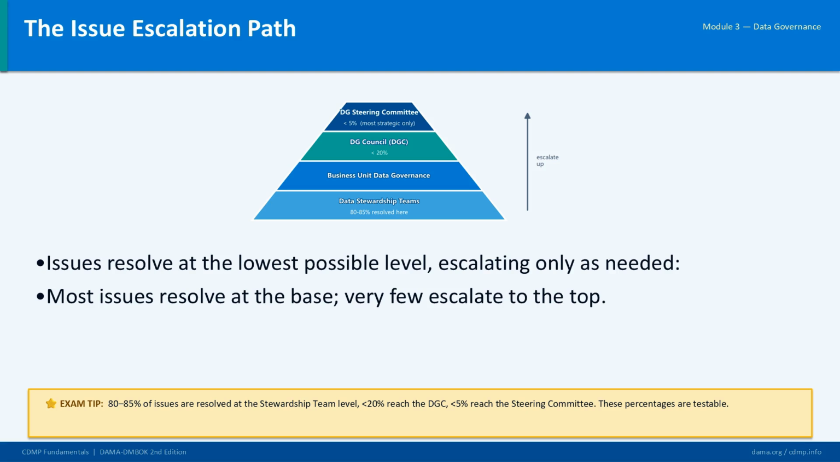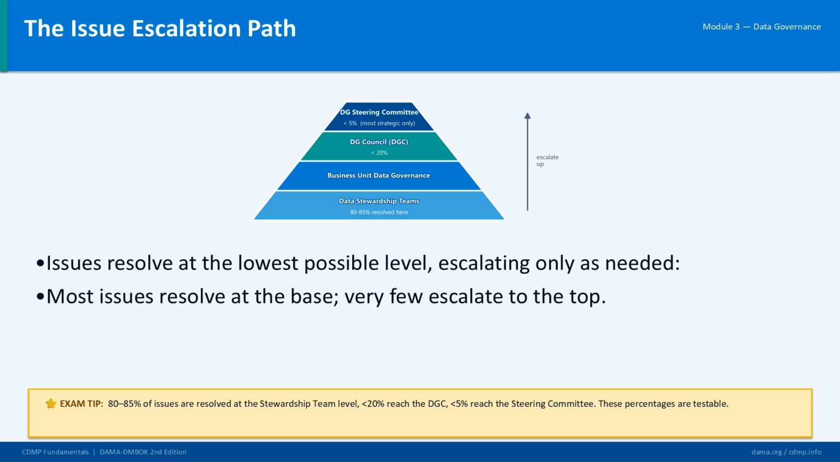This slide contains some of the most testable numbers in the chapter, so let's be precise. Governance issues should be resolved at the lowest possible level, escalating only when necessary. At the base, the data stewardship teams resolve roughly 80 to 85% of all conflicts. Less than 20% of issues escalate up to the Data Governance Council. And less than 5%, only the most strategic, reach the Data Governance Steering Committee at the top.